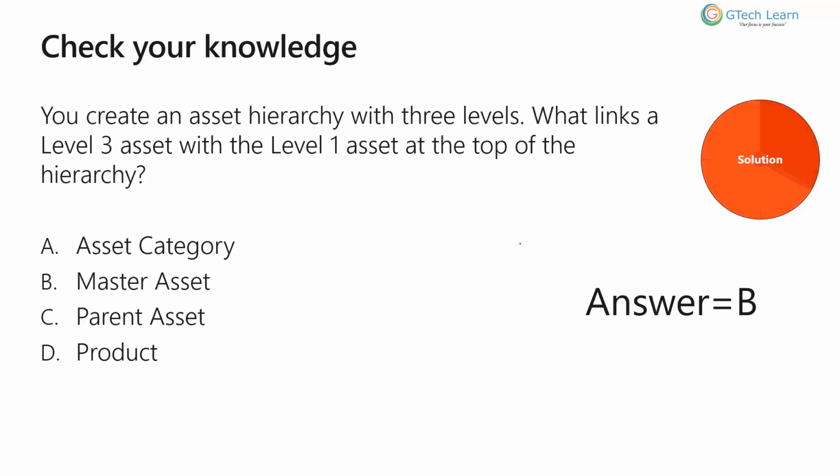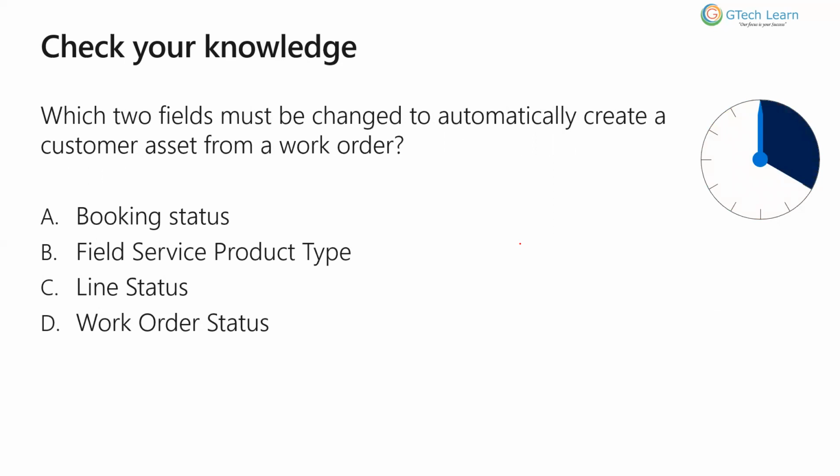So let's get your answers on the chat, and let me start my timer now. Okay, so the correct answer for that question is going to be the master assets here. The next question we are having in line is, which two fields must be changed to automatically create a customer assets from a work order? Is it going to be a booking status? Is it going to be the field service product type? Is it going to be the line status? Is it going to be the work order status? So let's get your answers on the chat, and let me start my timer now.